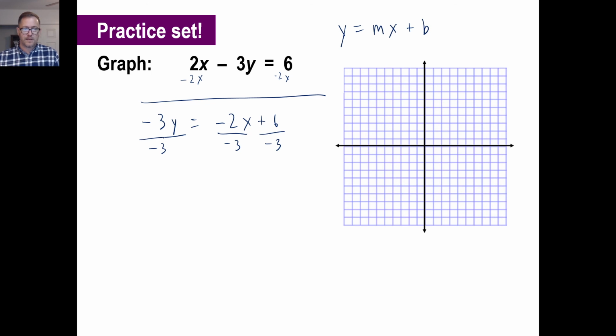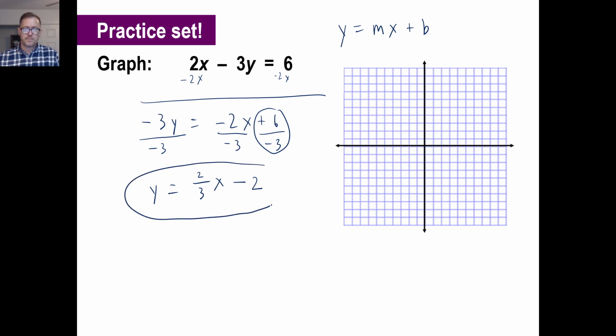So -3 divided by -3 is just 1. So we have our 1y. Good. Actually, I like when this happens. We have a -2 divided by a -3. Well, a negative divided by a negative is a positive. X. Then we have a +6 divided by -3 is -2.